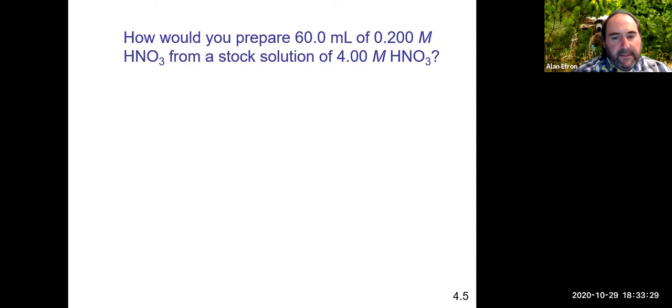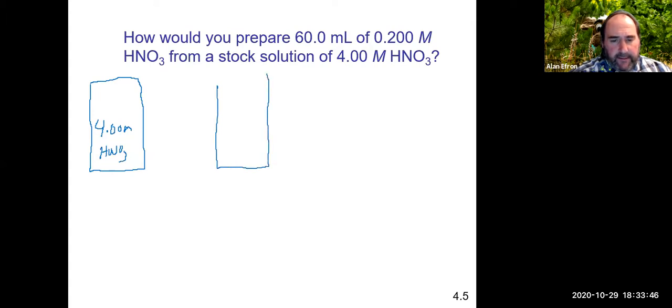Okay, so this is a dilution problem. Everybody sort of understand what we're looking at? We basically have a container sitting there that is 4 molar nitric acid. We want to make another container that has a total volume of 60 milliliters and also has a concentration of 0.2 molar. So we can use our dilution equation there.